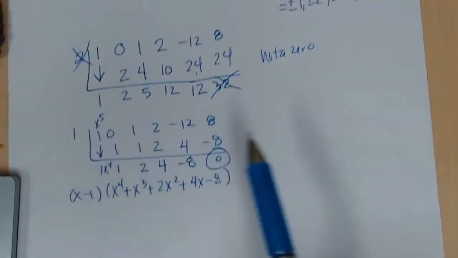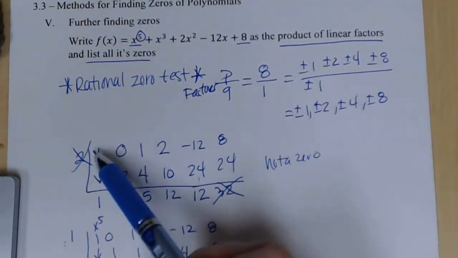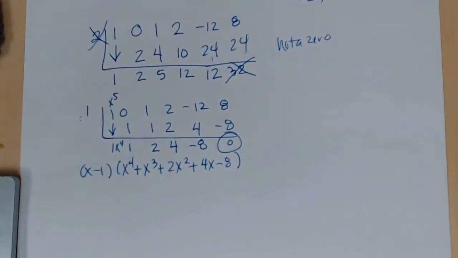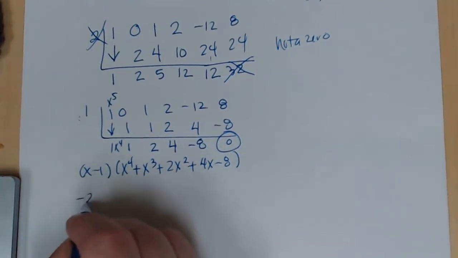I have 8 over 1. So that means these possibilities still stand. I'm not going to go back and try 2. If 2 didn't work the first time, it's not going to work now. But I know I could try other stuff. So maybe let's try negative 2.